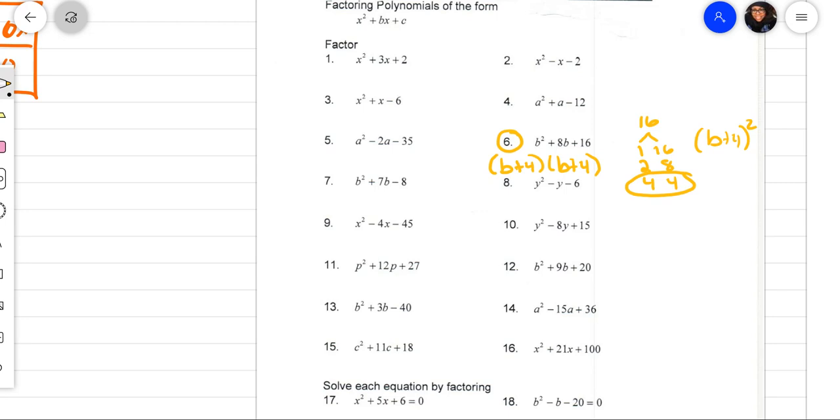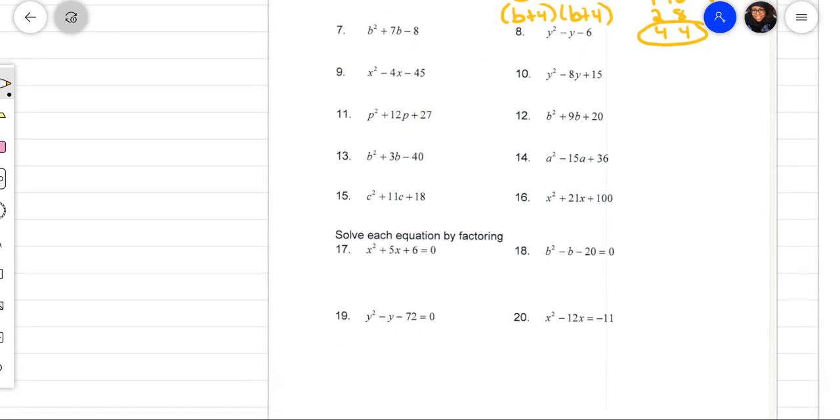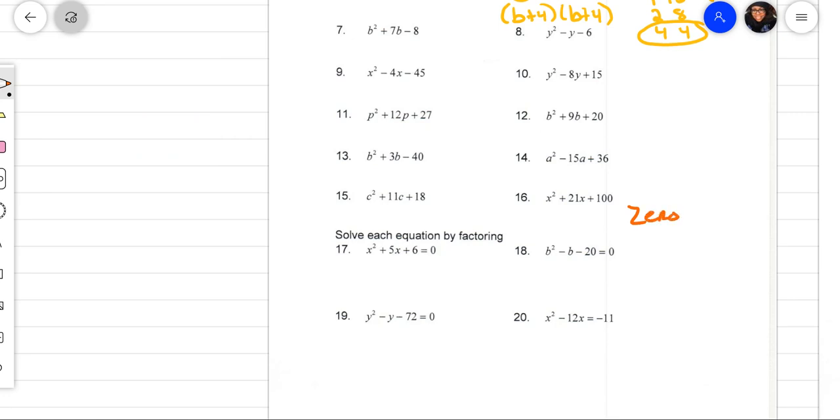All right, so let's move on to solving these quadratics. At this point, I already talked about this in class, but to solve these quadratics, we're going to use the zero product property. The zero product property says that if you're multiplying two things and you get 0, then one of the terms has to be 0. It's saying that A is 0, B is 0, or both A is 0 and B is 0.